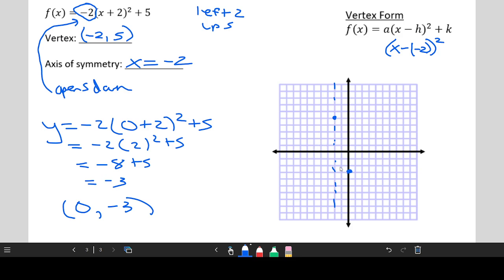You can also just use the symmetry over the axis of symmetry. So we have a point that's 2 units to the right of the axis of symmetry already graphed. If we go 2 units to the left then, at that same y value, it's symmetric because these points are the same distance from the axis of symmetry. And then we can just draw in the graph from there.